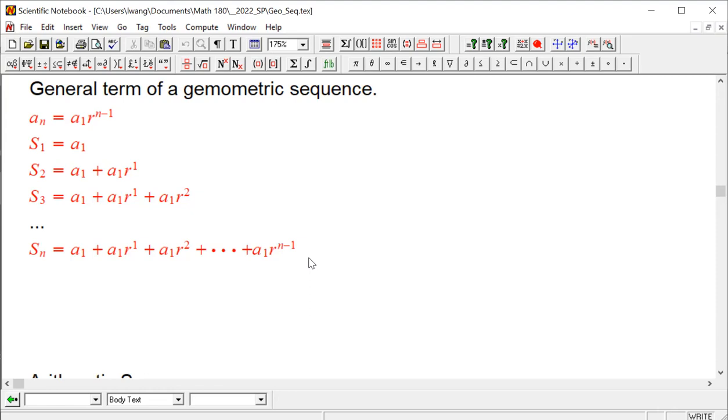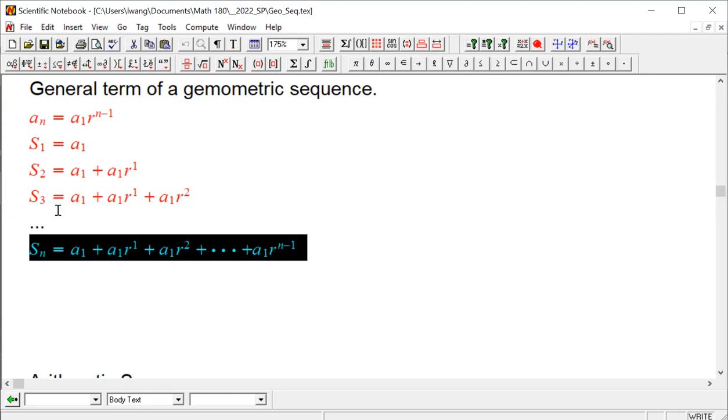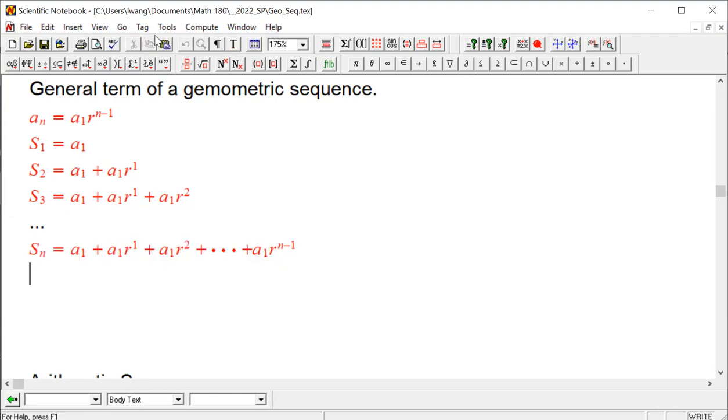Now we want to derive the partial sum. What does the partial sum equal in another form? So what do we do next? We're going to multiply the partial sum expression on both sides by r.